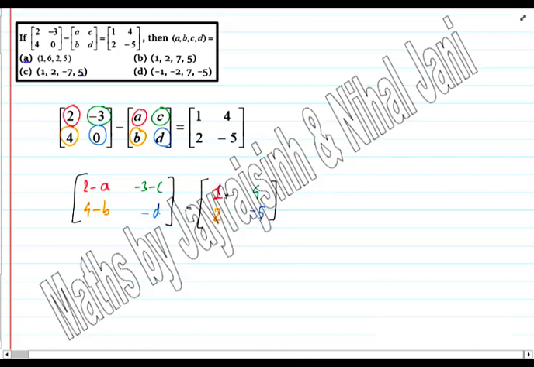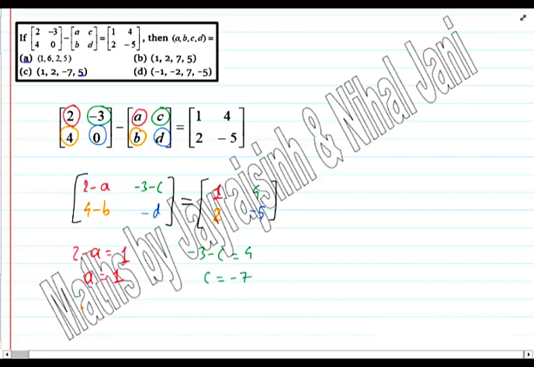Now if these two matrices are equal to each other, then their corresponding terms should be equal to each other. So let's compare their corresponding terms. First term is 2 minus A and here we have 1, so we'll get A is equal to 1. Then the next term is minus 3 minus C is equal to 4, so here we'll get C is equal to minus 7.